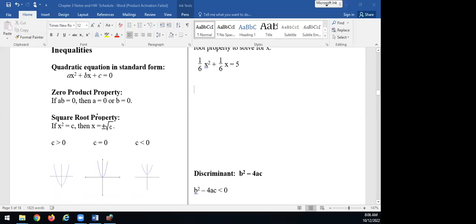All right, so that's a quick reminder that your quadratic equation in standard form is ax squared plus bx plus c is equal to 0. This is something you would have done already, right, from 3.1. It's just a little reminder.